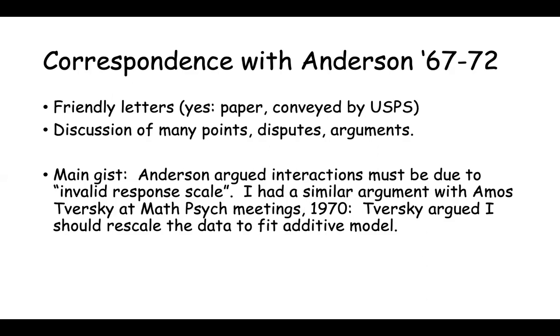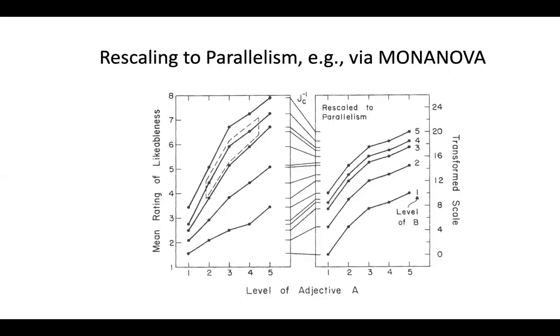But the main gist, I would say, of the messages I was getting from Anderson was that the interactions must be due to an invalid response scale. And I had a similar argument with Amos Tversky in 1970 at the Math Psych meetings in Miami. And Tversky argued that, well, if you can rescale data to additivity, then you should do so. You don't really have evidence for anything beyond an additive model.